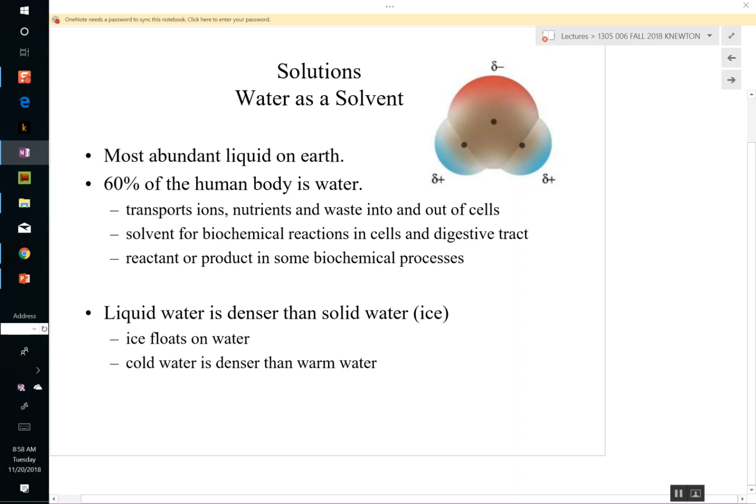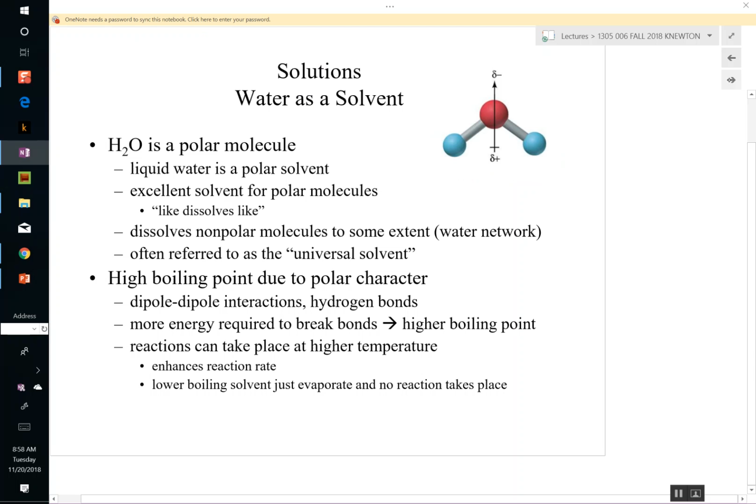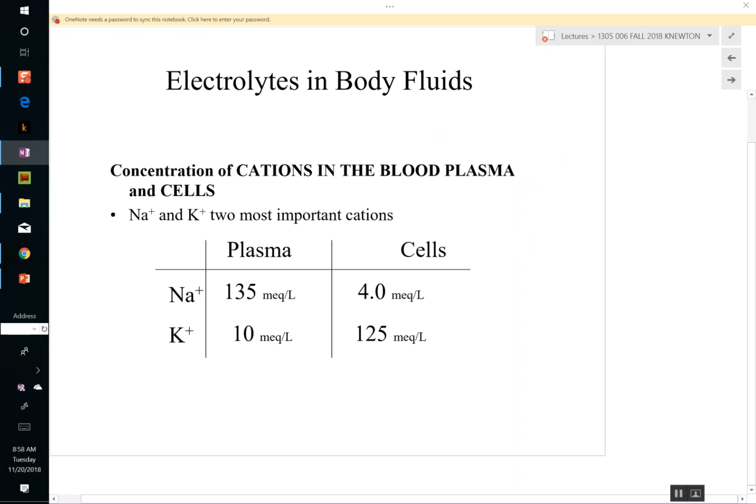Okay, water is a solvent, the most abundant liquid on Earth. 60% of the human body is water. So we talk a lot about water solutions. It's a polar molecule. That's what gives it a high boiling point. Electrolytes in the body.